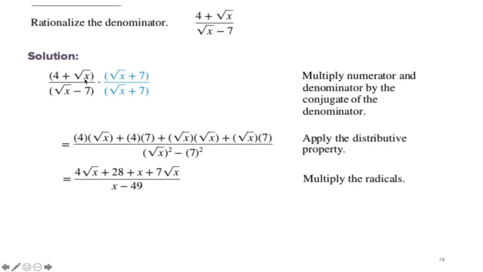And then on the top, you have to do some foiling, which is first, outer, inner, and then last. But we do that out. It's just a lot of tedious calculation. But when I combine like terms, I notice that these two can be combined. For example, 4 root x plus 7 root x is 11 root x, and then the other terms are not the same, so we can't combine these. And then that's our simplified version.